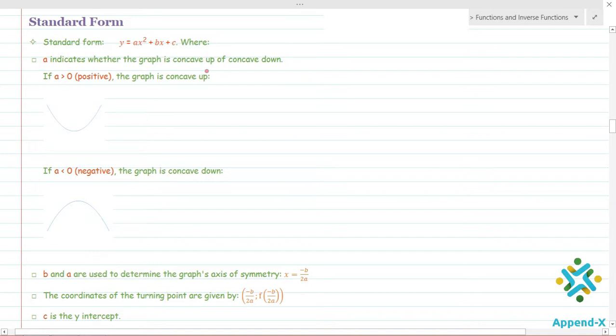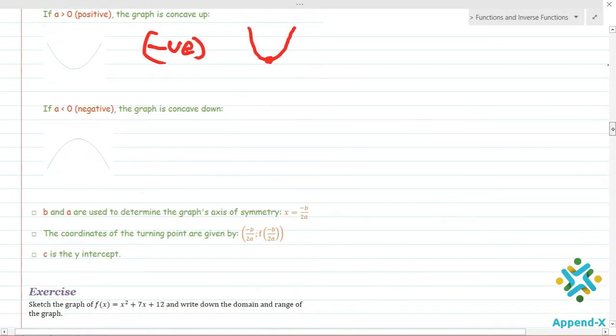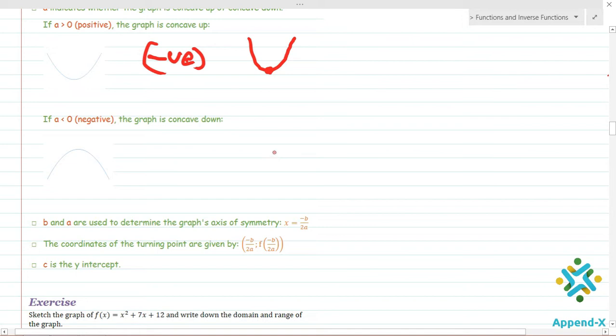Now, the standard form of the equation of a quadratic function is an equation of the form y is equal to ax squared plus bx plus c, where a indicates whether the graph is concave up or concave down. If a is a positive value, the graph will be concave up, and the turning point of this graph will occur at the minimum point. Now, if a is a negative value, the graph will be concave down, and the turning point of this graph will occur at the maximum point.